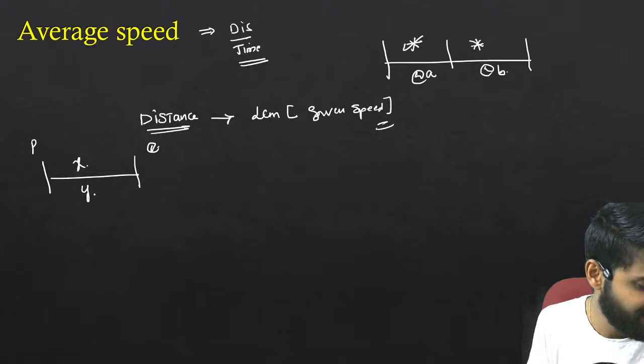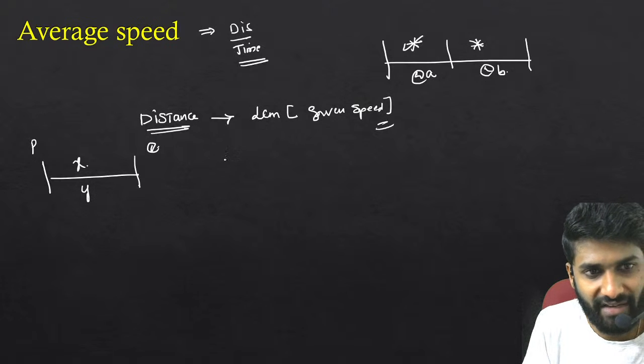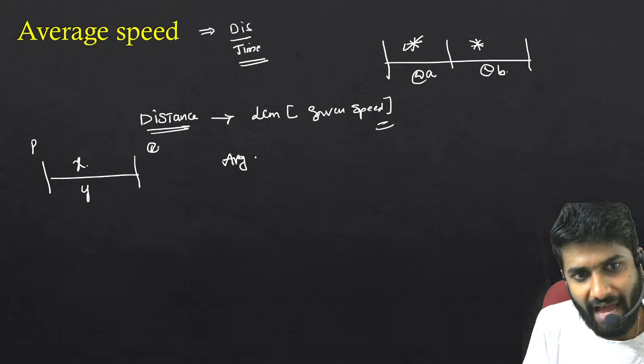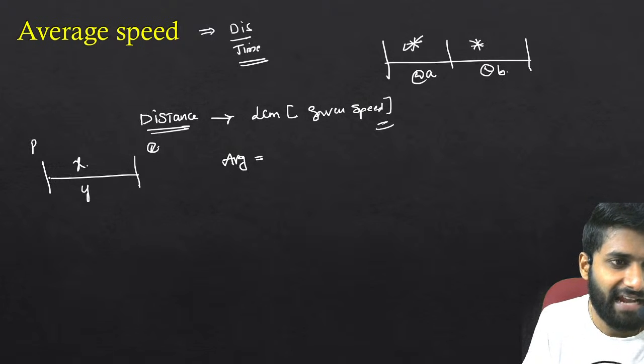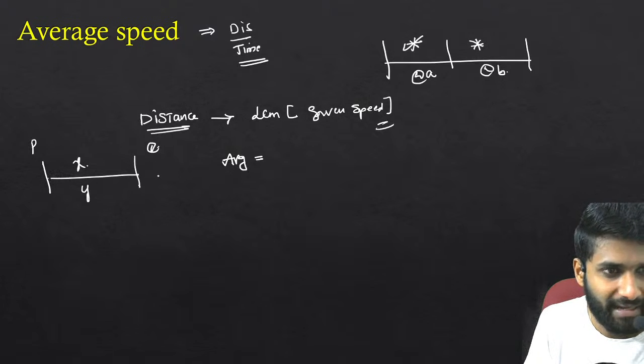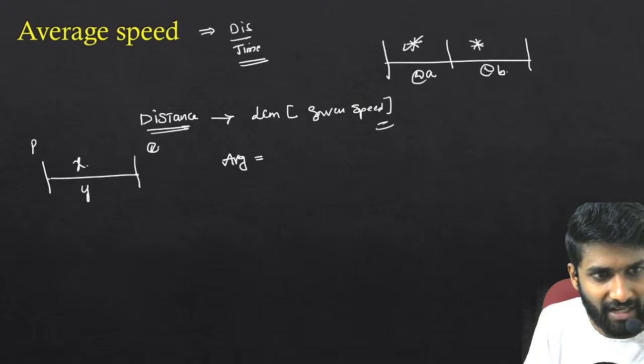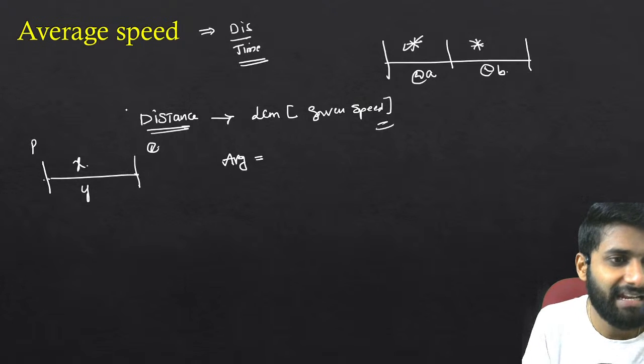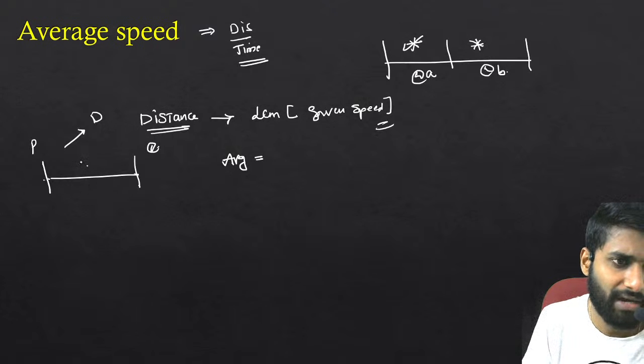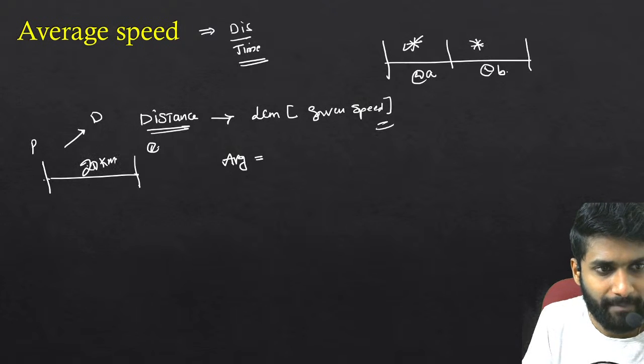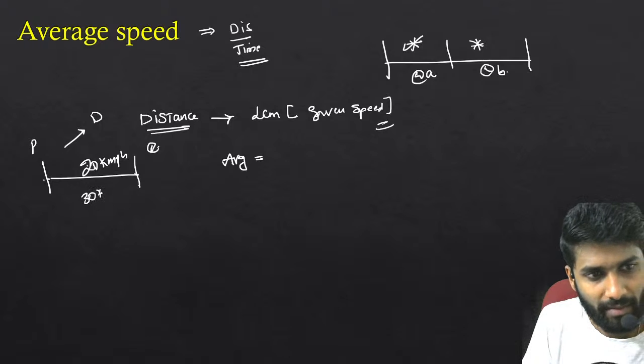What is the average speed for the journey? Means, for example, the entire distance I just consider here as D, guys. The entire distance from here to here, from here to here, I just assume as D. Now, don't take it as X and Y. Now you can take it as 20 kilometers per hour and this as 30 kilometers per hour.